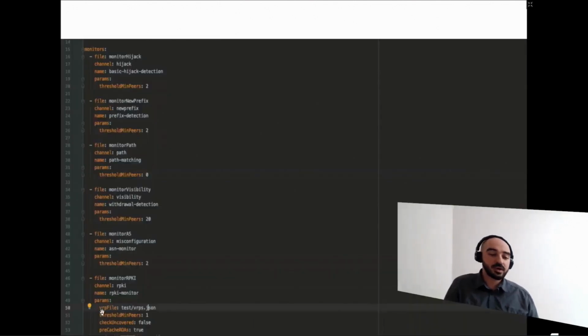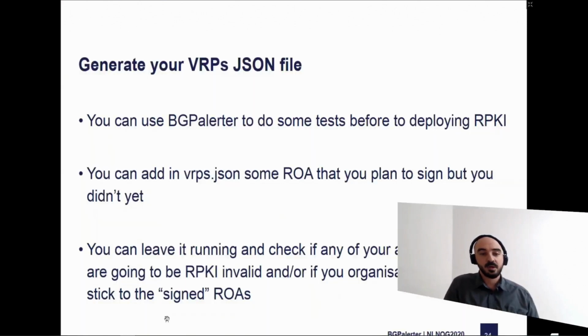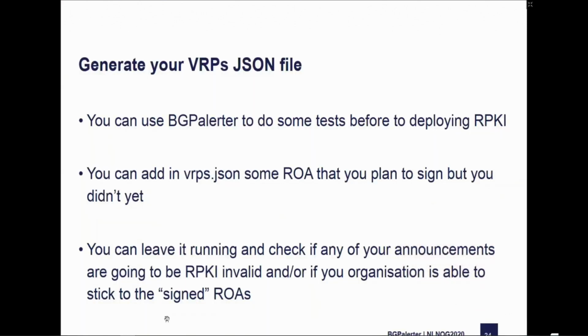So here, instead of VRP provider, you replace it with VRP file, and you put which file it is. BGP Alerter starts a watch on that file, and every time you change it, it will reload the VRP definition. So now we said that you can use BGP Alerter to test how it would be to have RPKI in your network. So it's clear, it's easy now to see how that can be done.